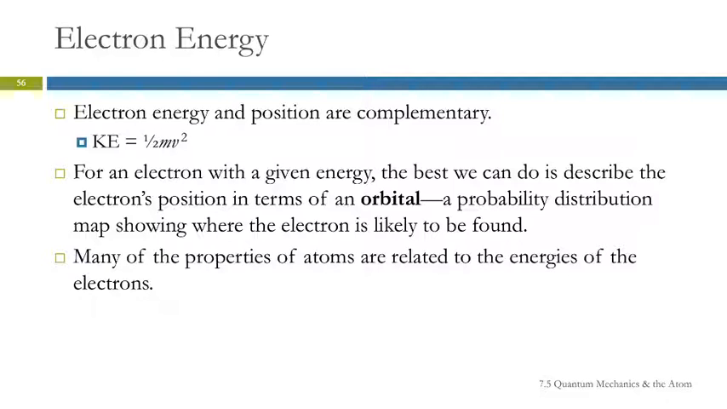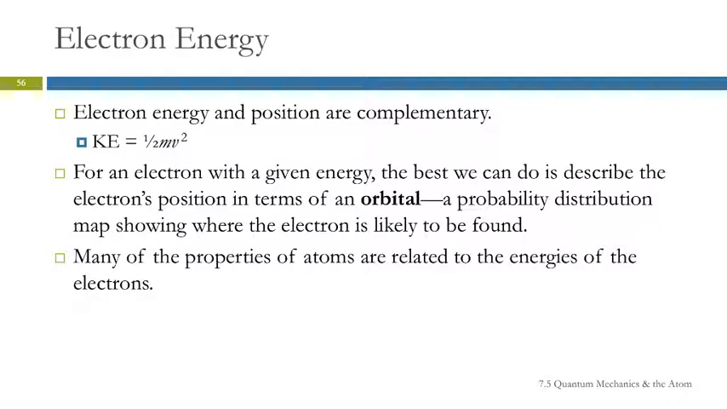So we can identify the energy of that photon, which tells us the energy difference in the electrons. But the best we can do to describe its position is to say there's this region that it's probably within, just like we had the circles with the pictured electrons. There's a volume that the electron is likely to be in at any given time. This is called an orbital.